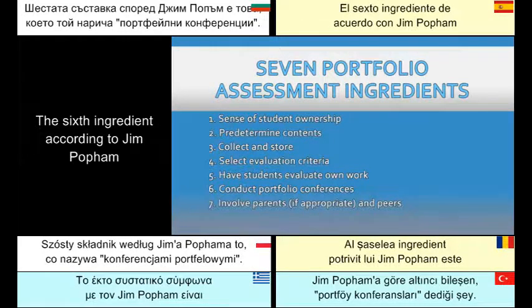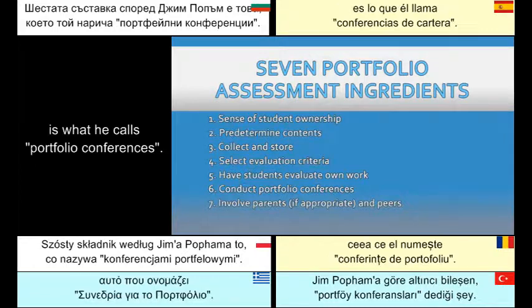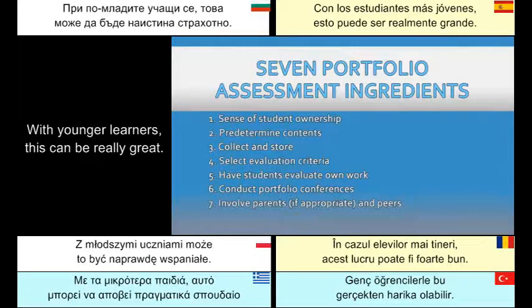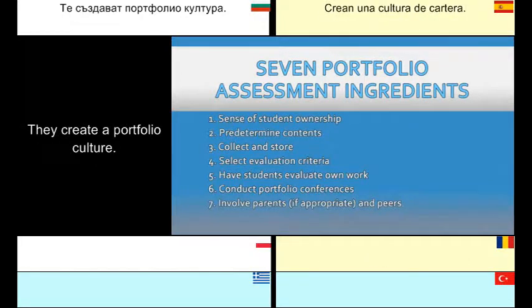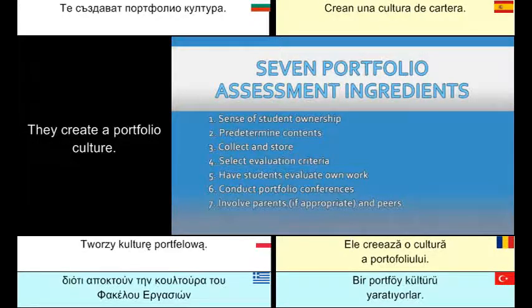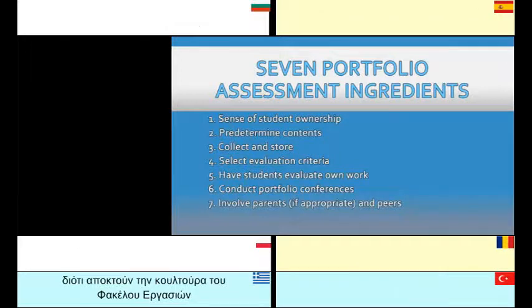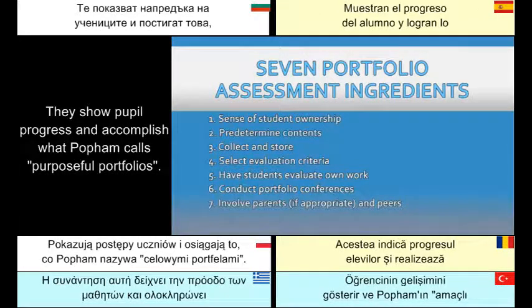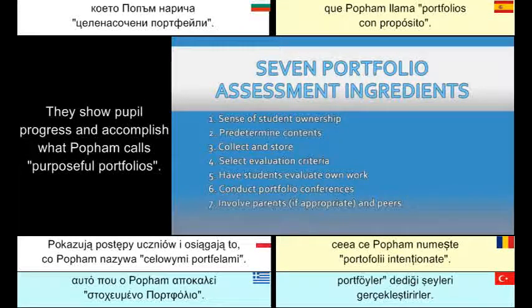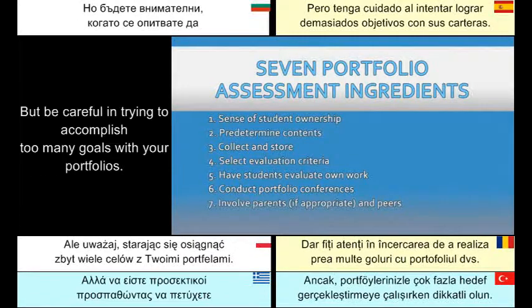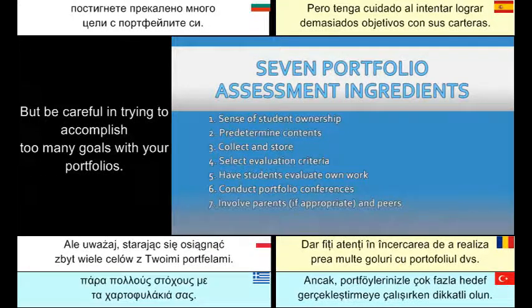The 6th ingredient in portfolio assessment, according to Popham, is what he calls portfolio conferences. Particularly with younger learners, these can be really great. They can help create what some people call a portfolio culture. This is meant to show student growth, and it really accomplishes what Popham calls purposeful portfolios. But be careful in trying to accomplish too many goals with your portfolios.